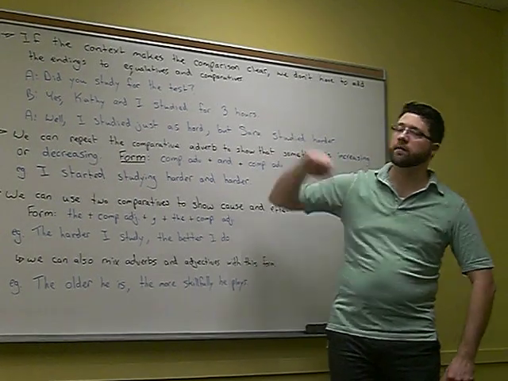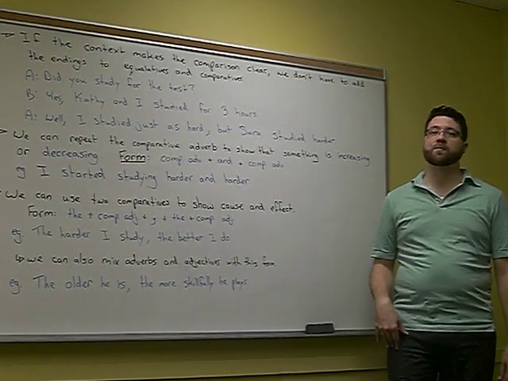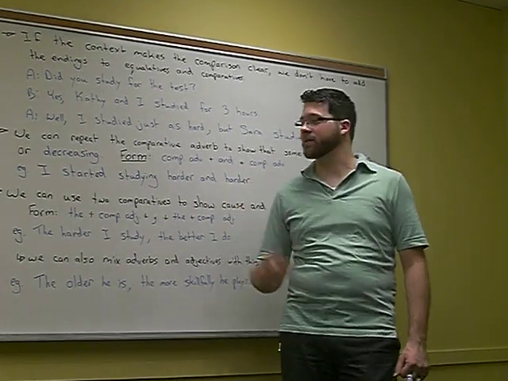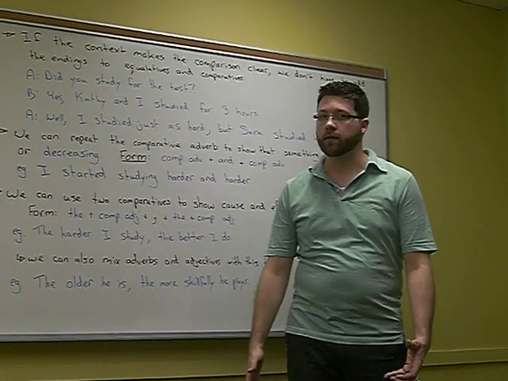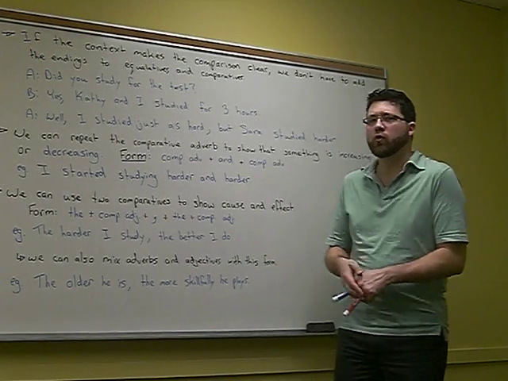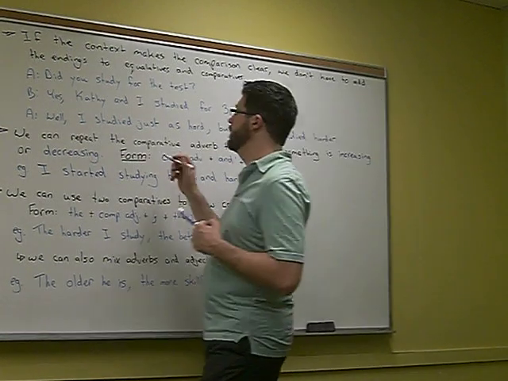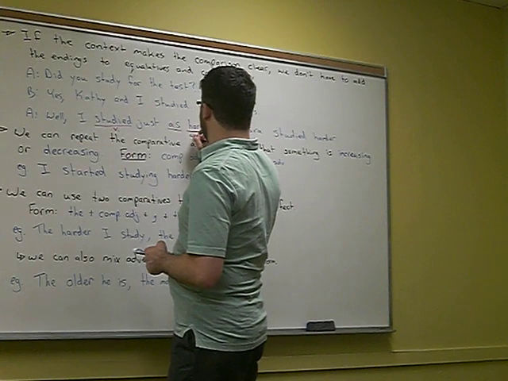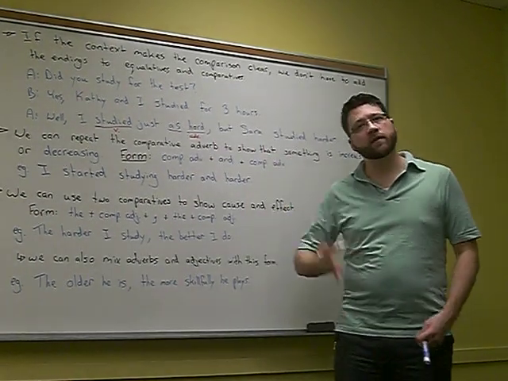So for example, person A says, "Did you study for the test?" And person B says, "Oh yeah, Kathy and I studied for 3 hours." And person A says, "Well, I studied just as hard." As hard as who or what? See, here we have our verb and we have the first part of our equalative, but we're missing the rest.